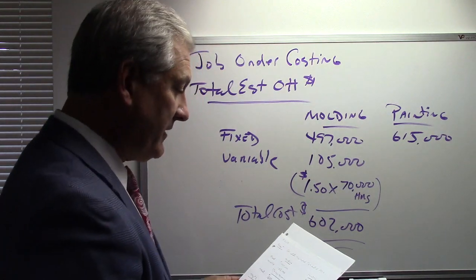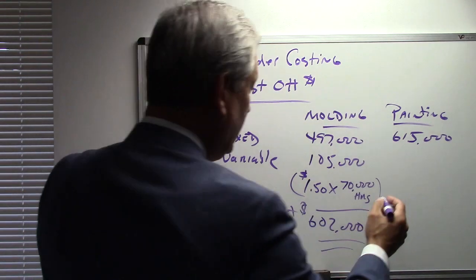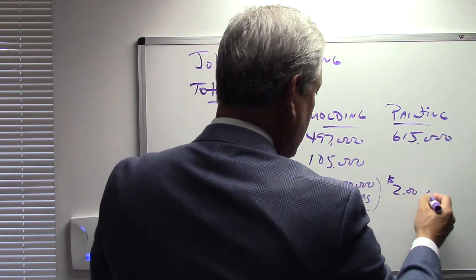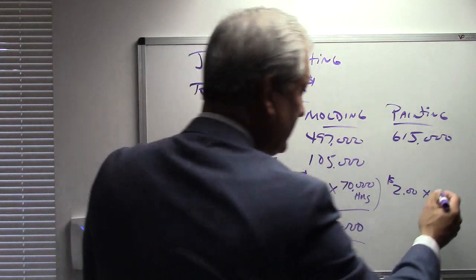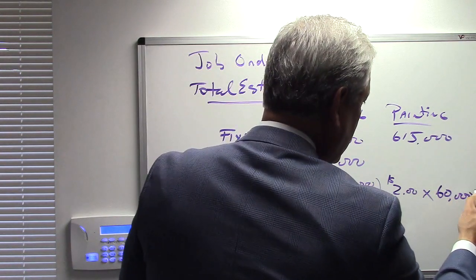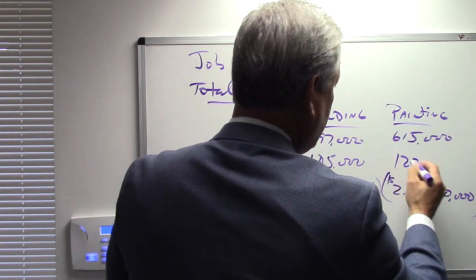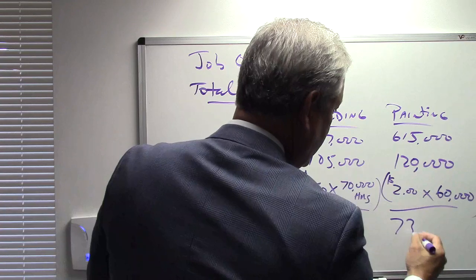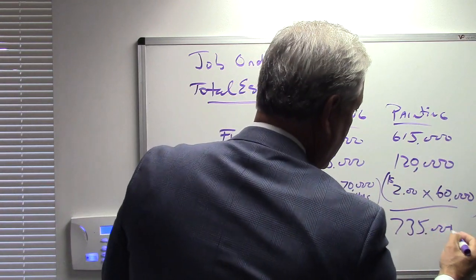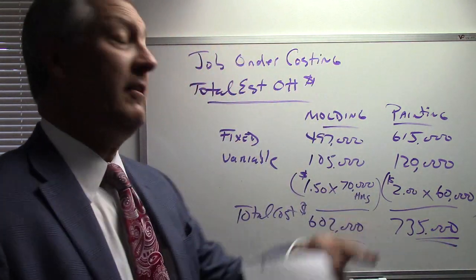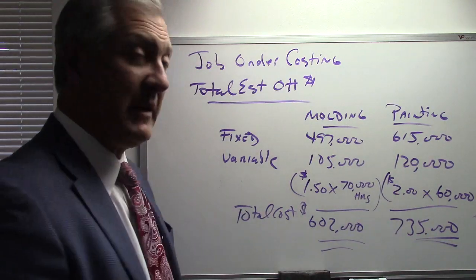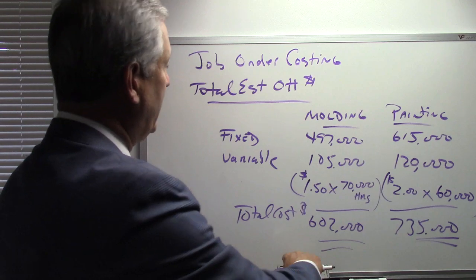And then for the painting department, the variable cost is $2 per hour, and it's 60,000 hours. So that's going to be $120,000. Total cost, $735. Again, fixed plus variable equals total. So that's step number one, calculate total estimated overhead.